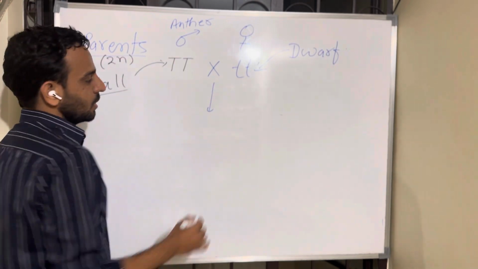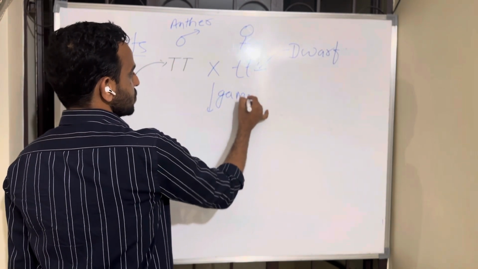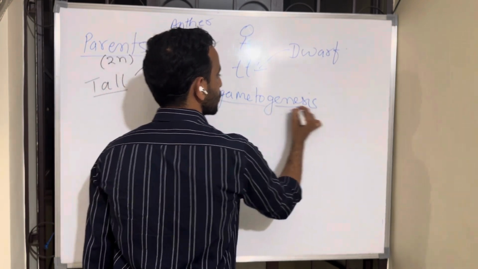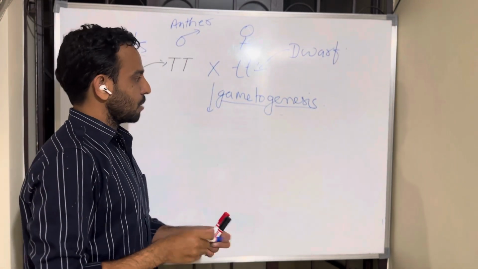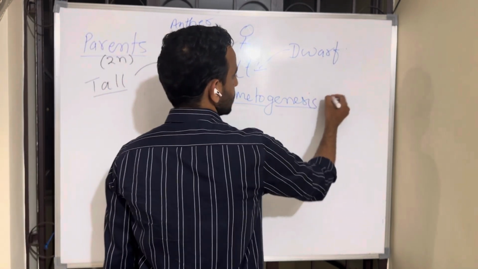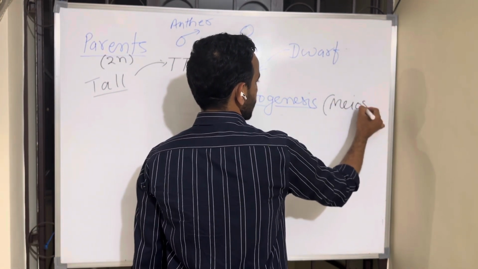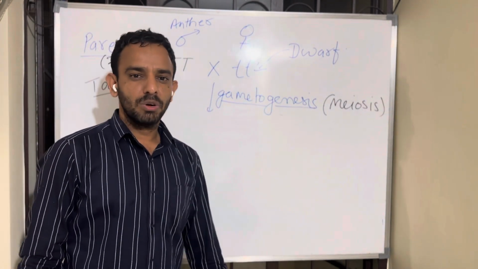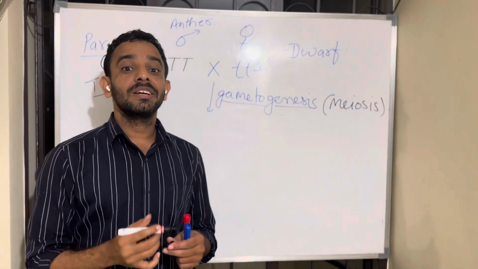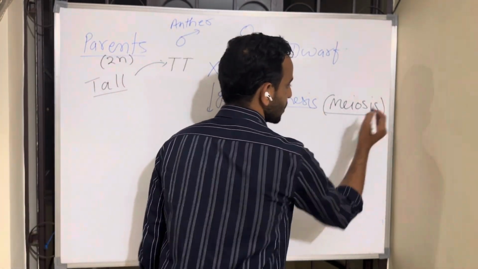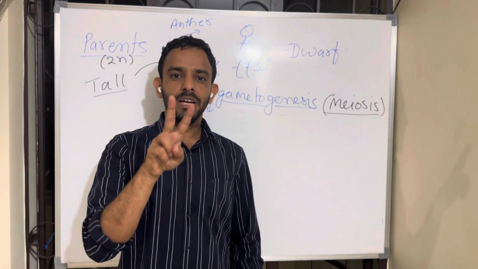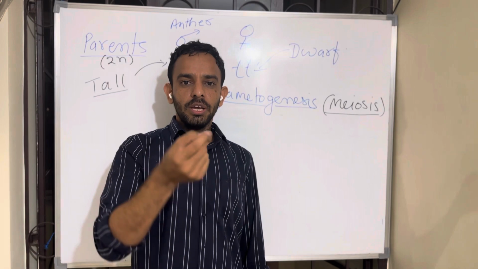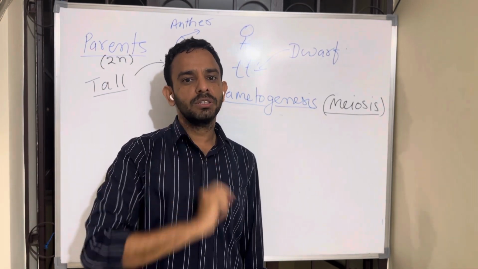So what will happen now? In this process there will be gametogenesis. As we all know, in gametogenesis there is involvement of meiosis. Meiosis is a reductional division. So if two factors are there, only one will go into the gamete. If two alleles are there, only one will go into the gamete. If 46 chromosomes are there, only 23 will go into the gamete.